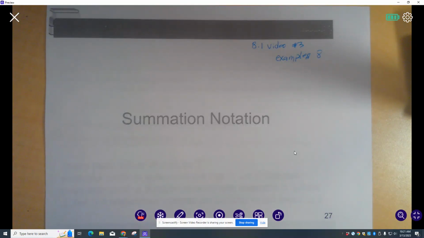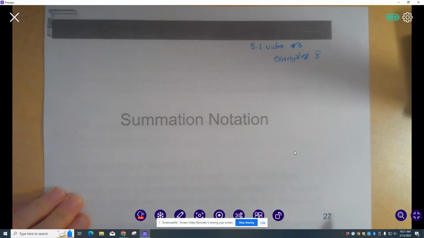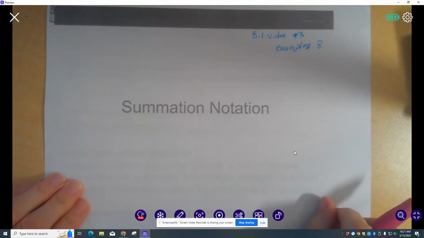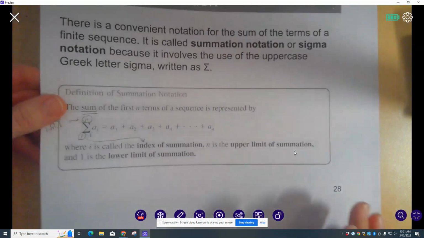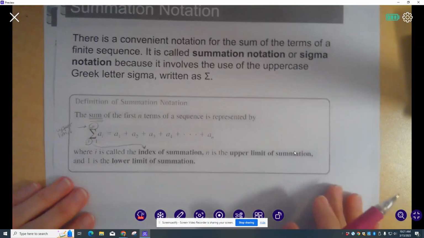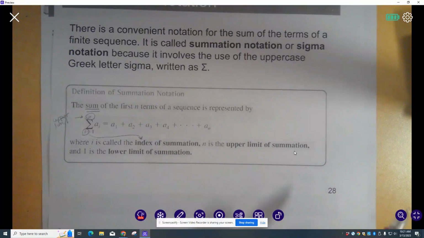This video is the third video for section 8.1. It's not going to complete section 8.1, but we're going to get through all but the last example. We're going to be looking at summation notation in this video, and here is our definition page. This is the definition of summation notation.